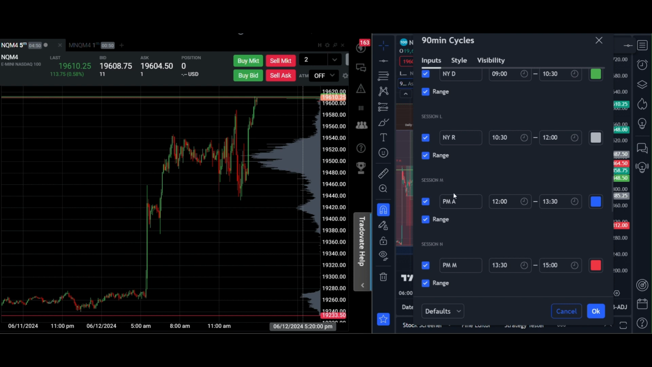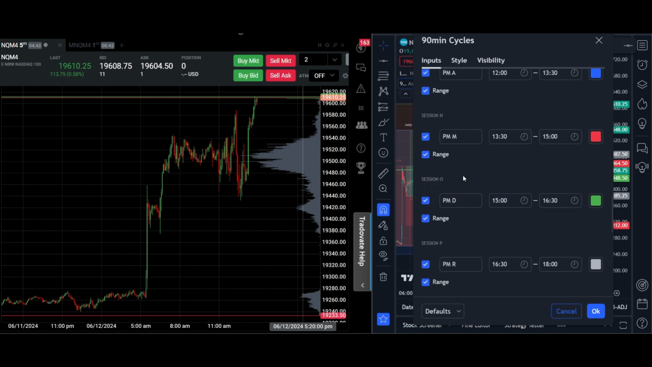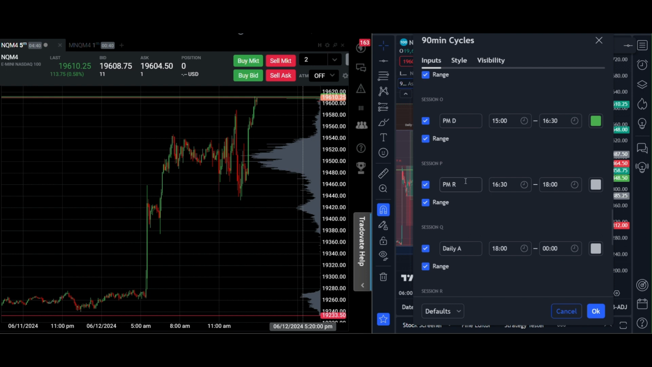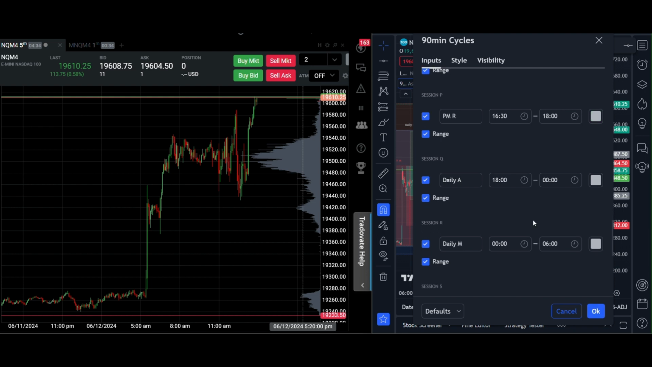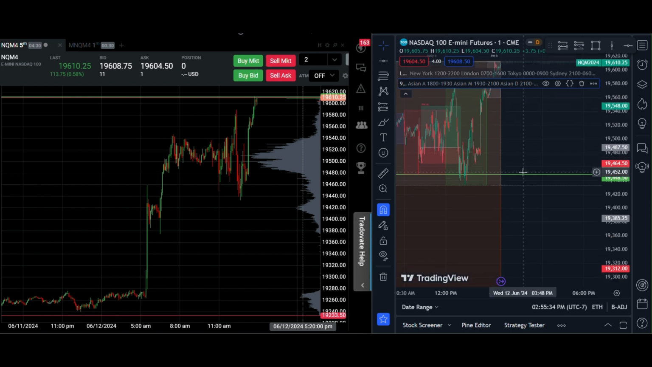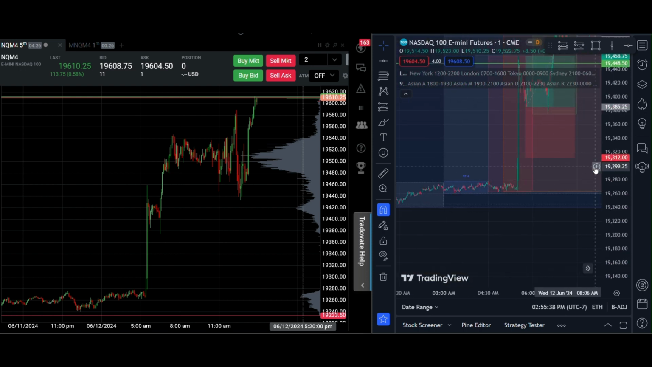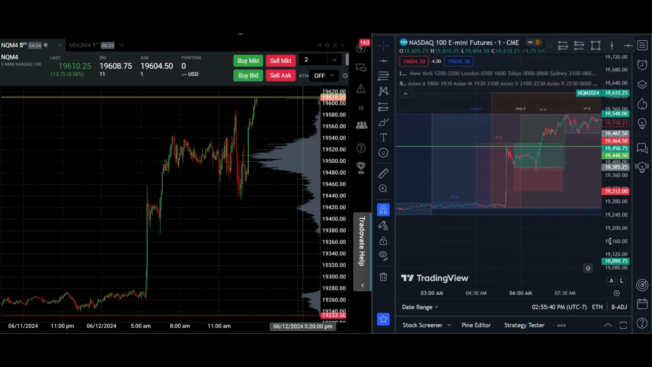And then the PM session is manipulation. The PM session is accumulation, manipulation, distribution, and then retracement at 4:30. But I don't trade past then. That's Globex, and you're not really allowed to trade Globex if you're retail. But we could see clearly that really quick. I'll go to the beginning of the day just so you could see how accurate it is.